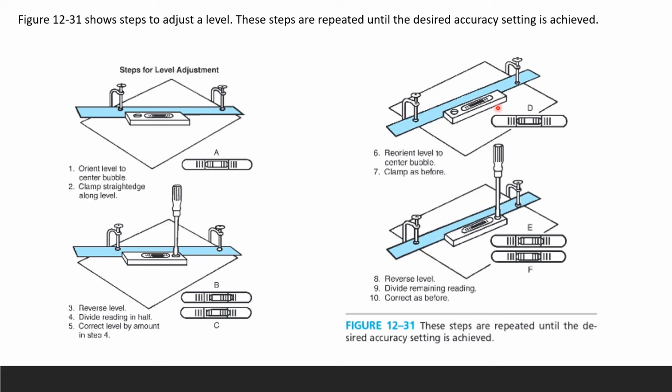Then we're going to reorient the level to center bubble, clamp as before, and then reverse the level again and divide the remaining reading, and then correct as before. So what we're trying to do is put this bubble back into the center, okay? So that's what we call adjustment, and you're going to repeat this step as needed.